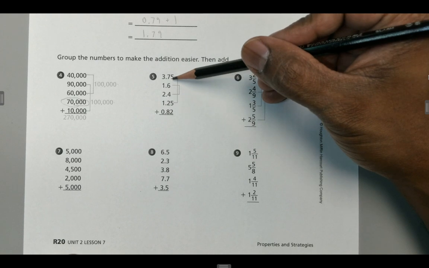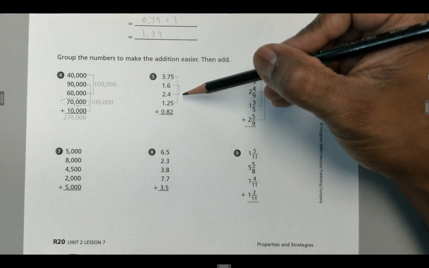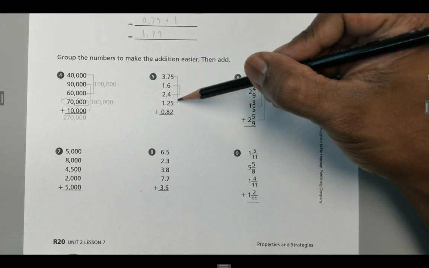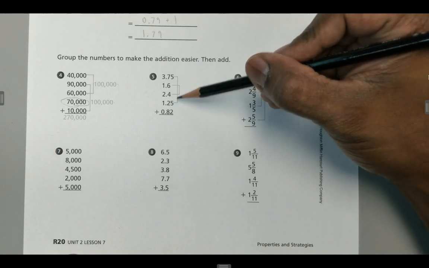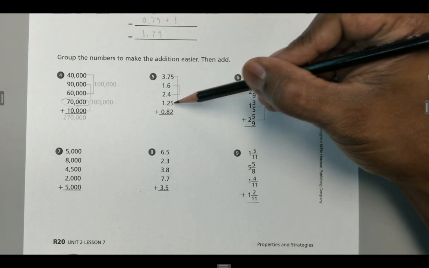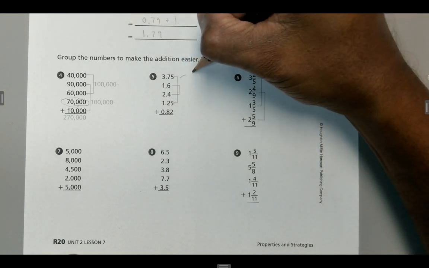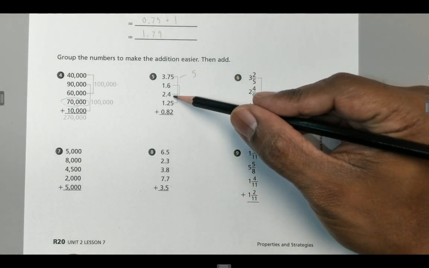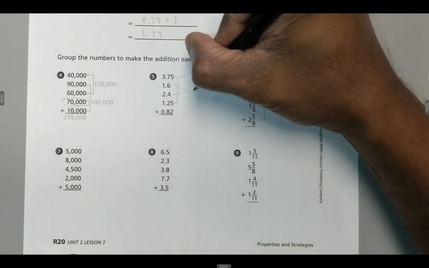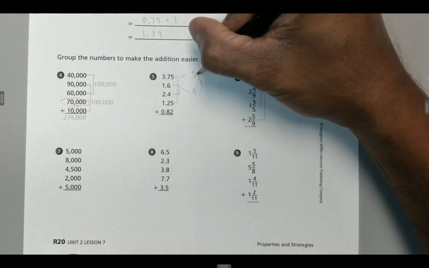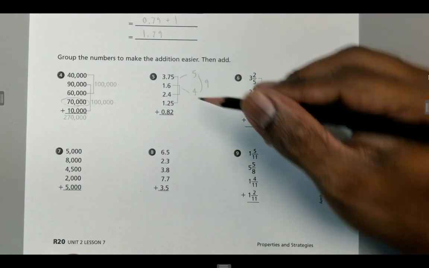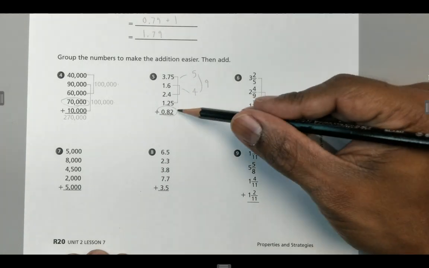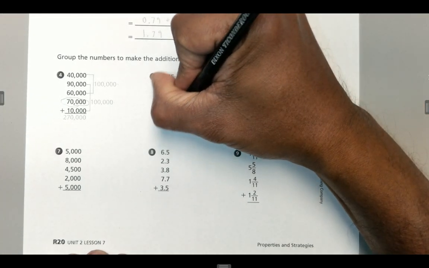Looking at this next one, we've got this list of 5 decimals. And what we can notice here is if we pair this up with this, 3 and 7500ths plus 1 and 2500ths, this gets us 5. 1 and 6/10ths plus 2 and 4/10ths, this gets us 4. 5 and 4 get us 9. And then I've got this left over, 8200ths. So my total is 9 and 8200ths, isn't it?